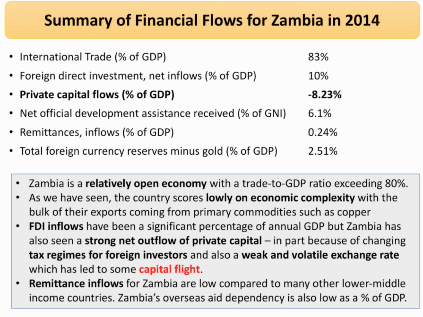In terms of Zambia's financial flows, Zambia is particularly dependent on primary products. It has a high rate of exports of copper, for example. Trade to GDP ratio is about 83%. That's quite high for African nations. They've received significant foreign direct investment, in 2014 approximately 10% of their GDP. But actually, private capital flows in 2014 were leaving the Zambian economy. So there's some evidence that private investors were starting to take some of their previous investments and their previous dollars out of the Zambian economy.